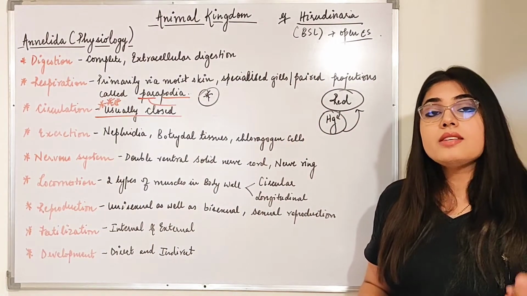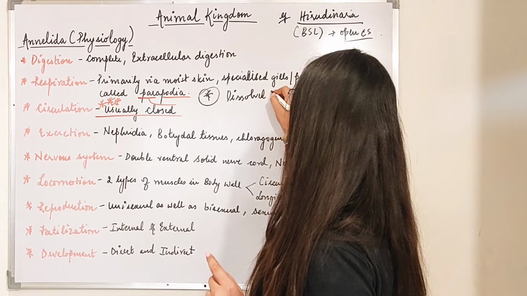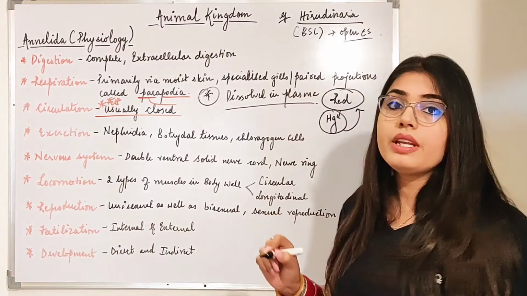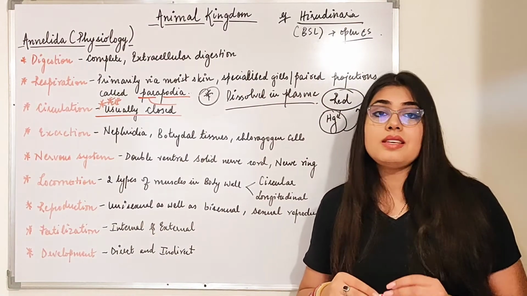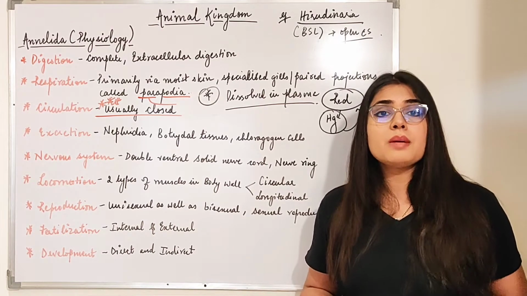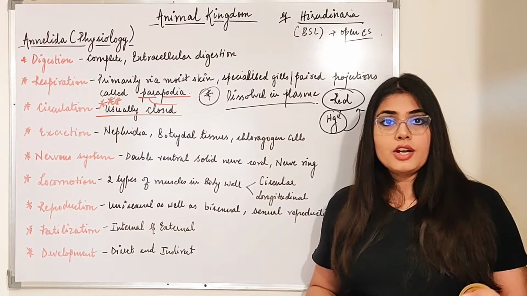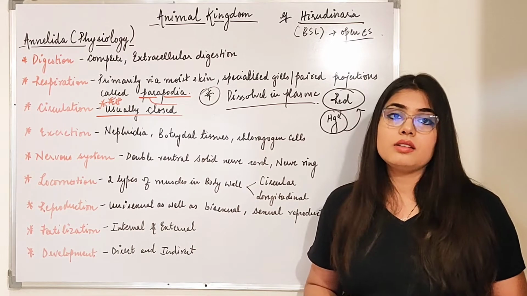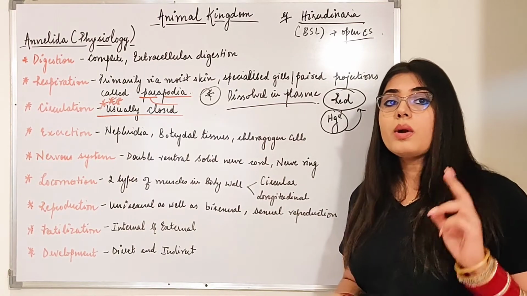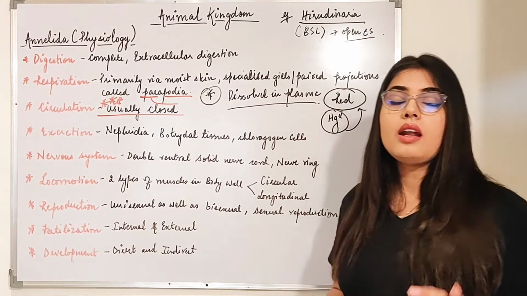this hemoglobin, beta, is dissolved in plasma. It is dissolved in plasma. It is not contained in RBCs. While in human beings, RBCs are present, and RBCs contain the hemoglobin, which is the reason we have a red colored blood. But here also hemoglobin is present. That is a common thing in both. But what is different here? Hemoglobin is dissolved in plasma. It is not present in our RBCs.